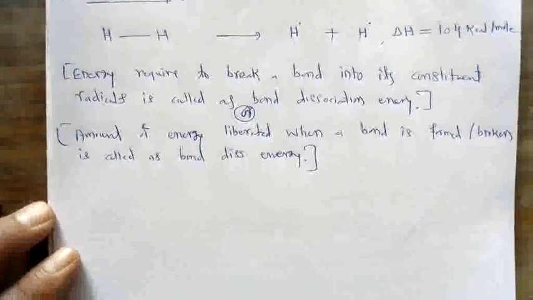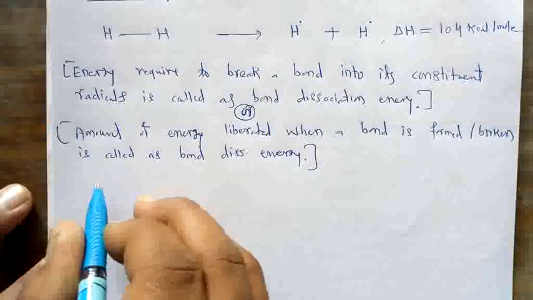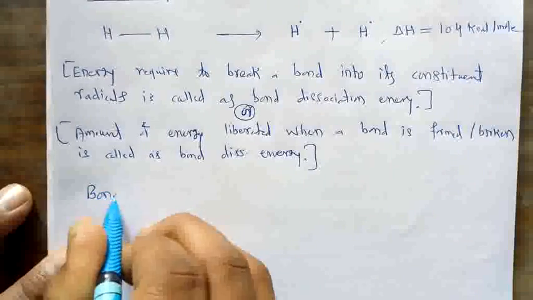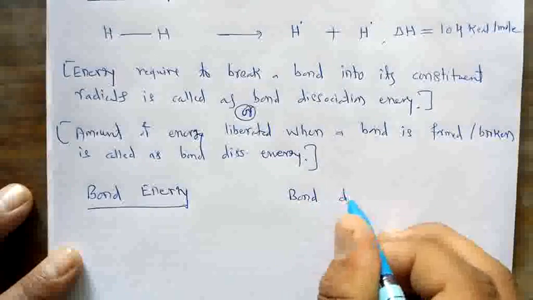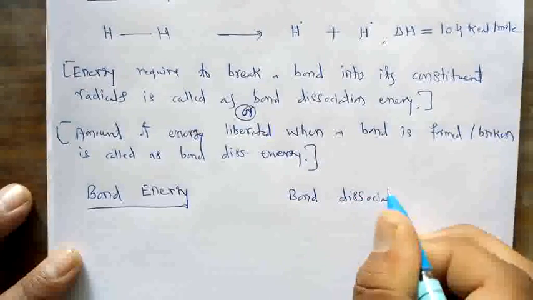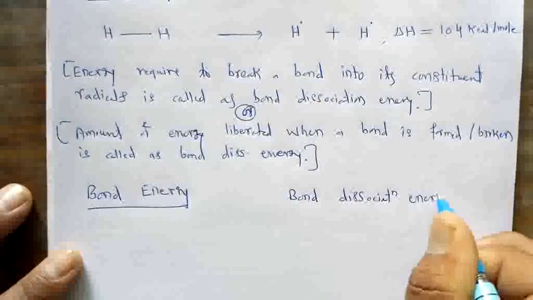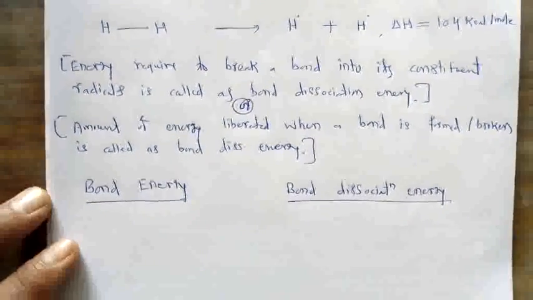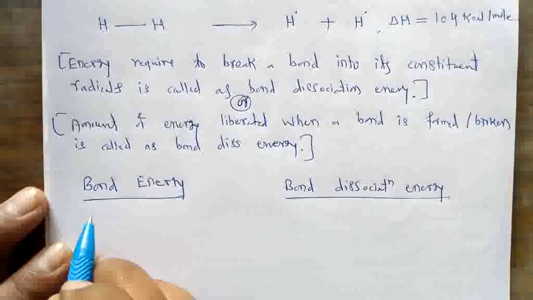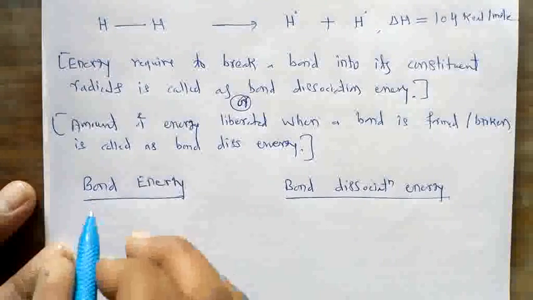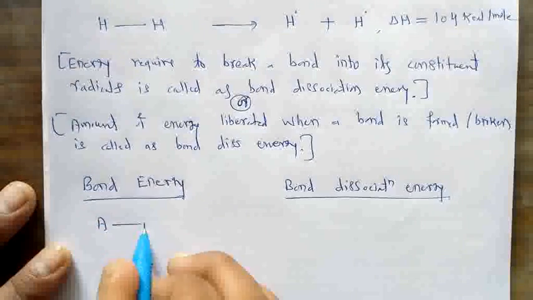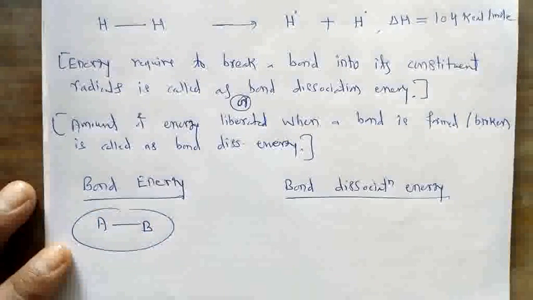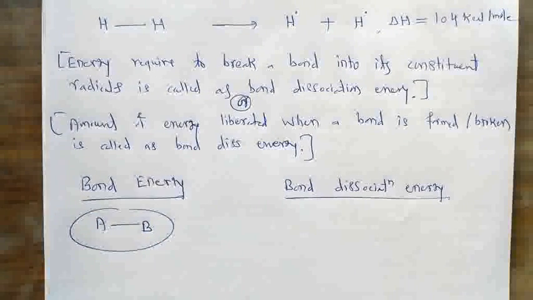Now, there are two important concepts: one is bond energy, and the second is bond dissociation energy. What is the difference between these two energies? Whenever bond energy is considered, this energy expresses the breaking or formation of the bond present between two atoms. Whenever we consider an individual bond between two atoms, that is nothing but the bond energy.